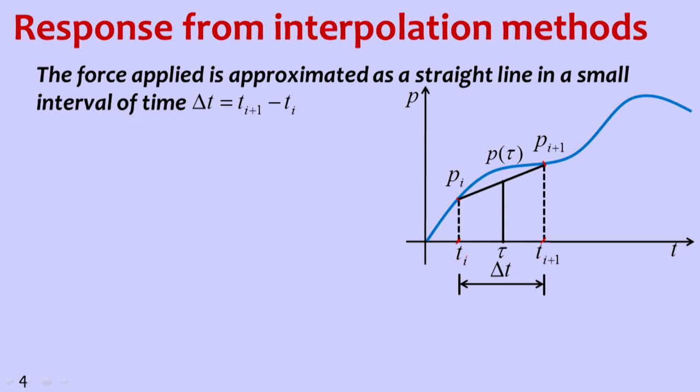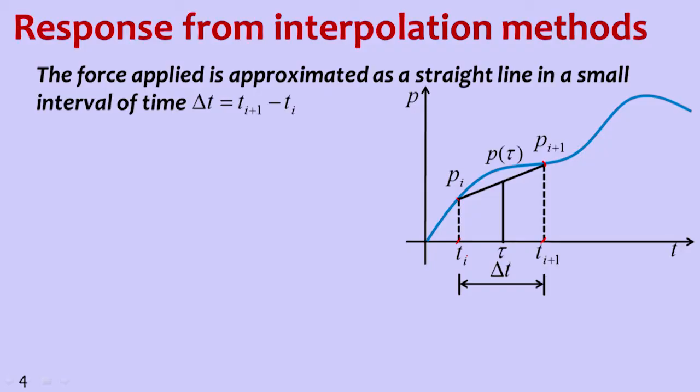We need to understand one thing. We are taking this ti and ti plus 1 from a force. That means before that also force is acting, and after this also force will act. So we are taking one time interval between ti and ti plus 1, and in between we need to find out what will be p at any point, so that we will work it out.